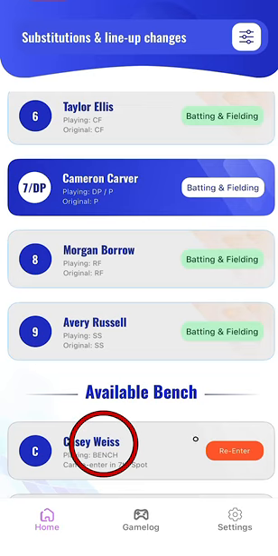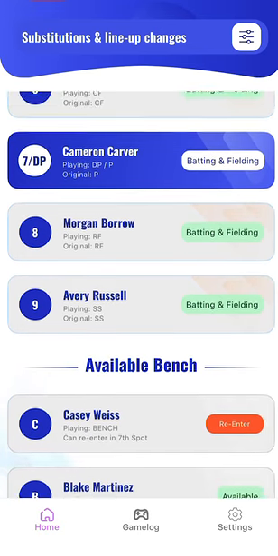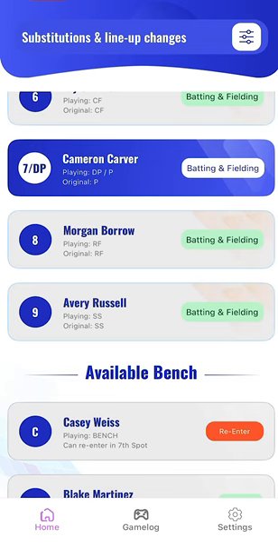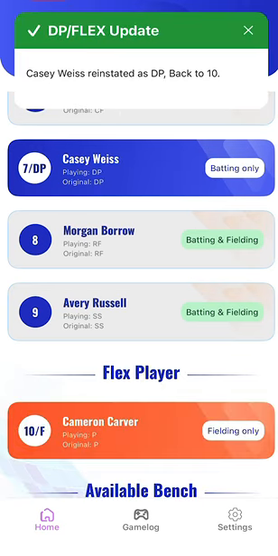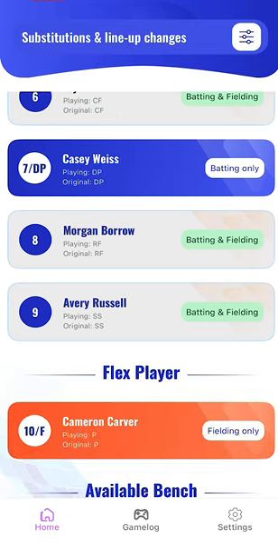Because Weiss was a starter, Weiss can still re-enter one time. So we're just going to click re-enter here. That's going to put Weiss back into the 7 spot, and Carver will go back into the flex spot. So there we go. Weiss re-enters into the only spot that Weiss can re-enter to, the 7 spot, and Carver just moves right back to the flex. Carver has still not used his substitution. Our flex has not come out of the game, but the player in the DP has.